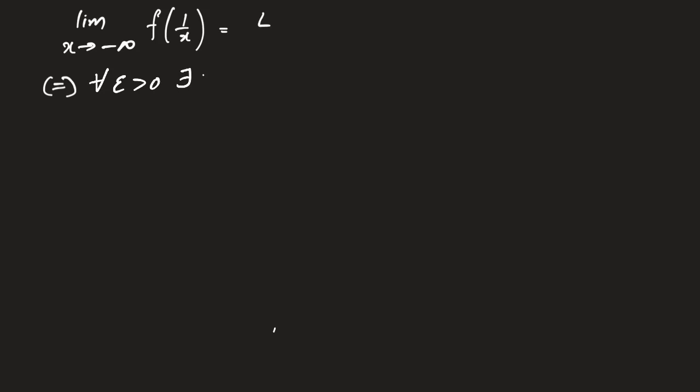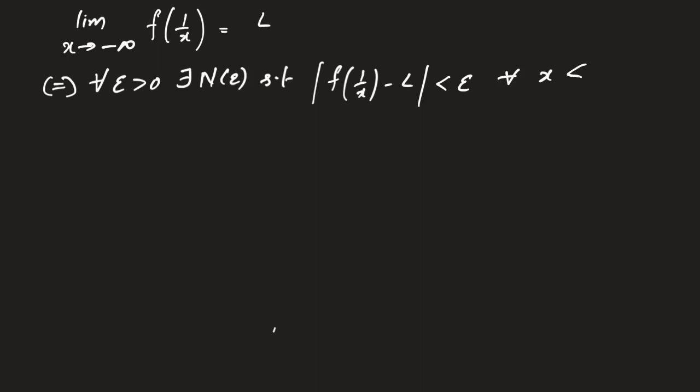Now the same thing can be looked for limit x tends to minus infinity of f of 1 by x. We say that limit x tends to minus infinity of f of 1 by x is equal to L if and only if for every epsilon greater than 0 there exists an N of epsilon such that mod of f of 1 by x minus L is less than epsilon for all x less than minus N of epsilon.